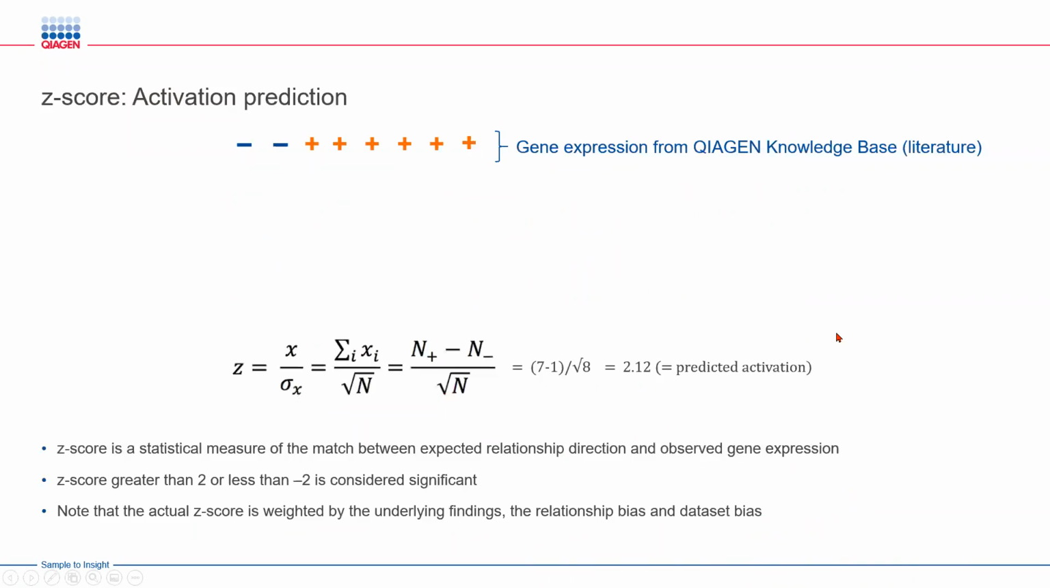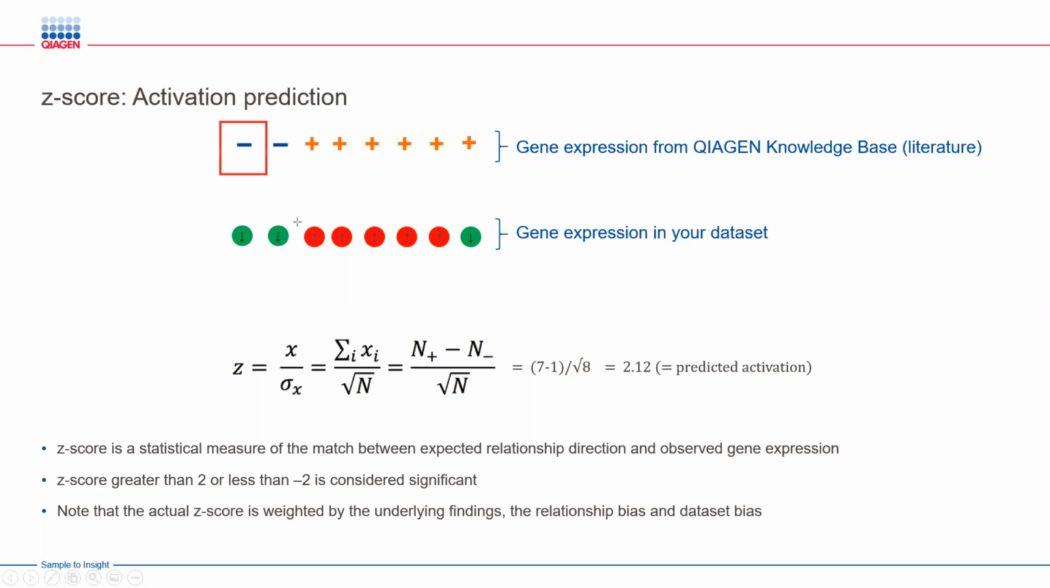Now, if we go a bit deeper into how these Z-scores are calculated, imagine you have a list of genes. So these are your list of genes, and this is the expected direction information that is coming from literature. So we expect that gene 1 should be going down, gene 2 should be going up, and so on. And let's say you have your own list of genes. So these are the same genes, and they're also behaving in a certain way.